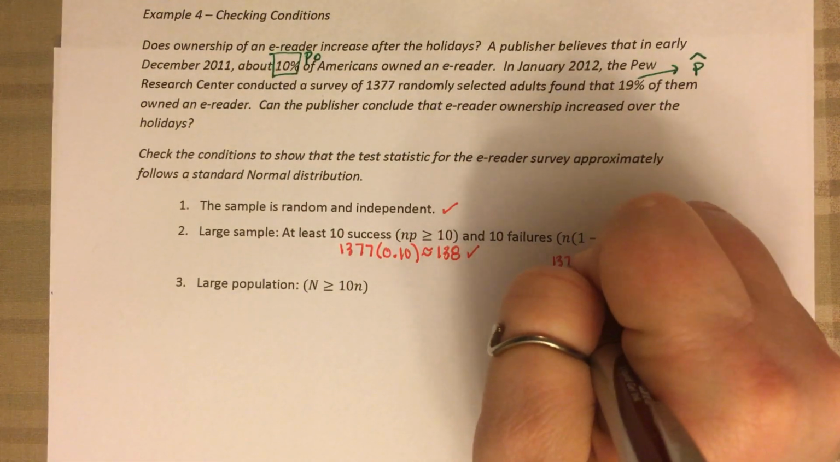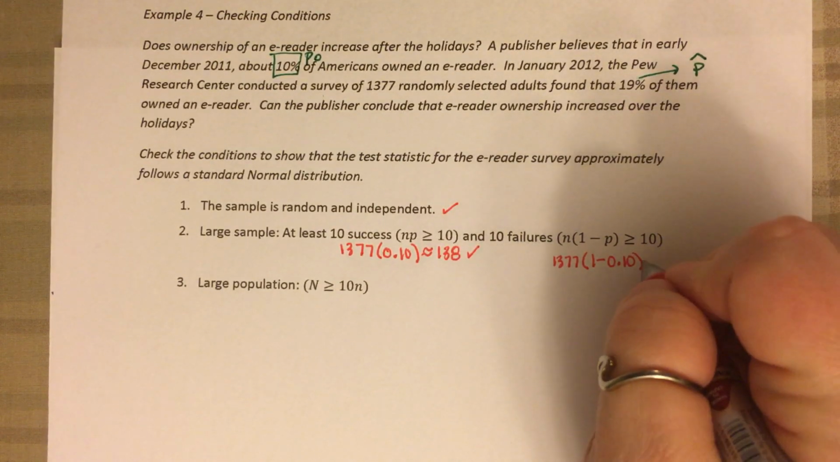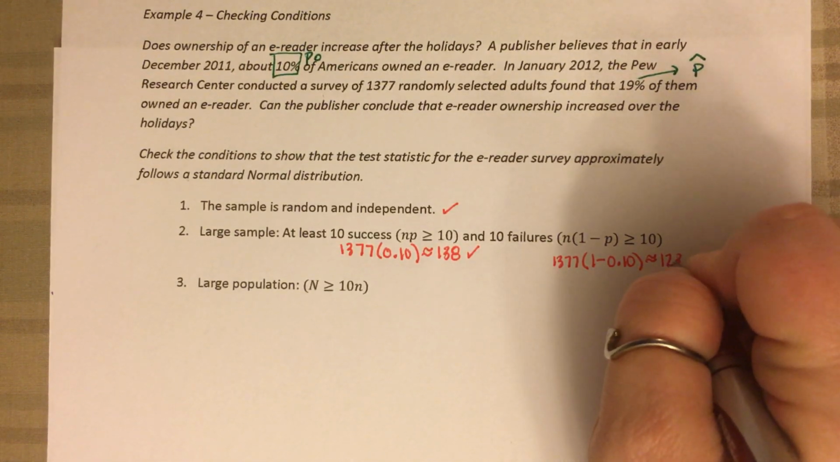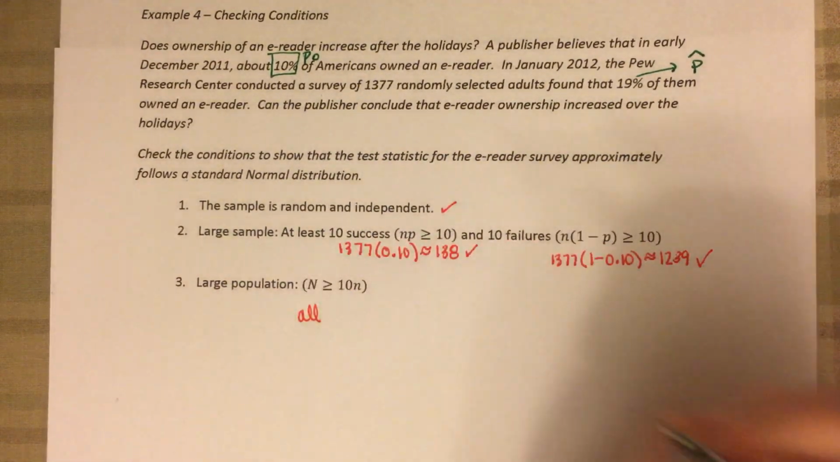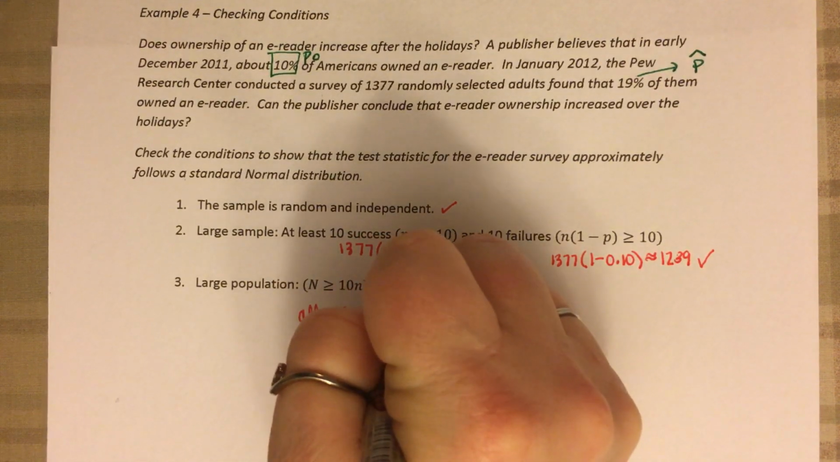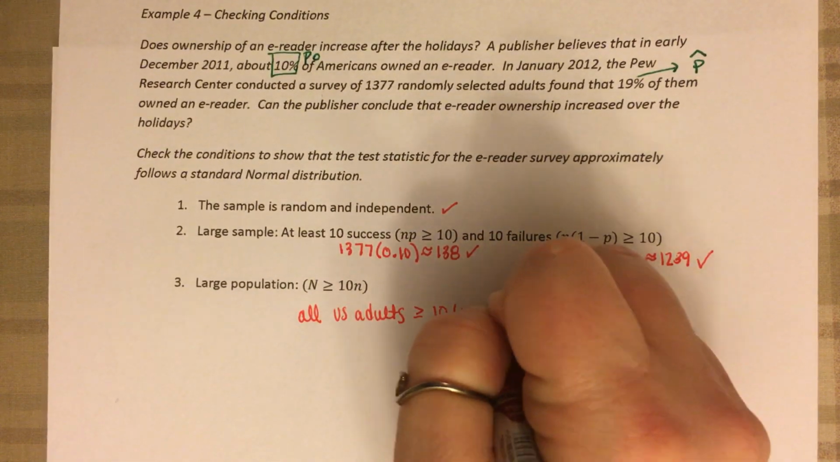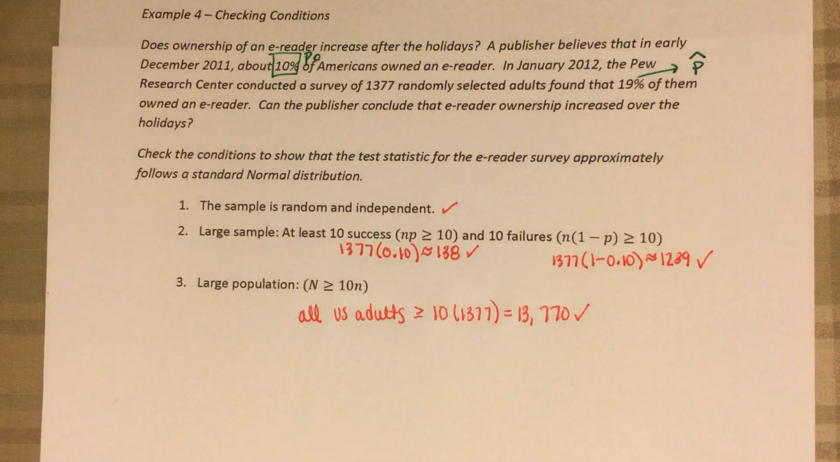Then we're going to take our 1,377 times 1 minus 0.10. Again, we're going to round it off to the nearest whole number, and we get 1,239. Also greater than or equal to 10. So our conditions have been satisfied. As far as checking our large population, right, our population in this case would be all U.S. adults. And if we take 10 times 1,377, we get 13,770. I mean, even if we were looking at a smaller group of adults in the United States, our population would clearly be big enough.